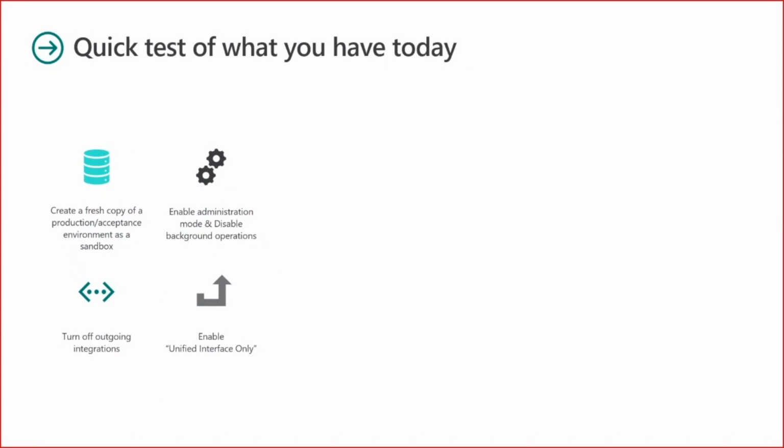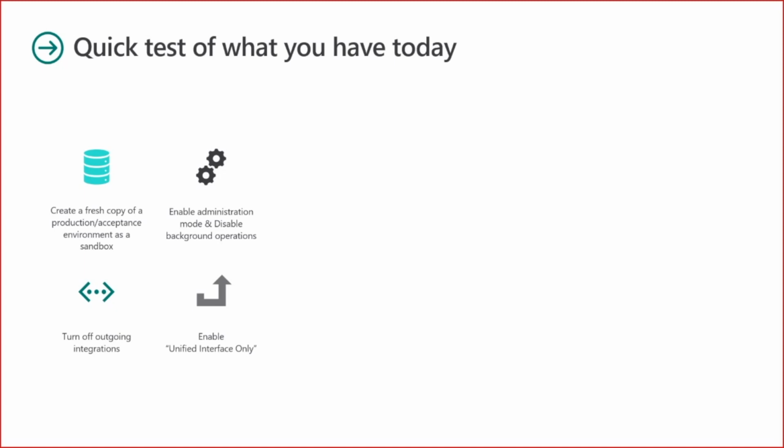Before you start with the quick test, you will need some kind of environment where you will do this test. What we recommend is to use a production or acceptance environment and create a copy of this environment for this specific test. There are several reasons why we're recommending this. One of the reasons is that to be able to run a valid test, you need the latest customizations, the same level of customizations as you have in your production environment. And sometimes you also need some sample data to be able to run some of your test cases and scenarios.